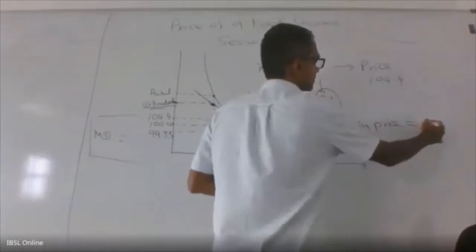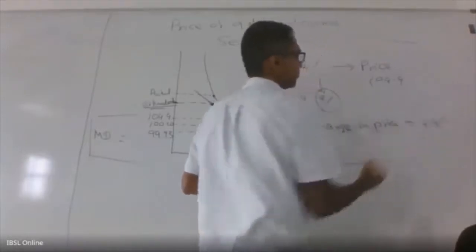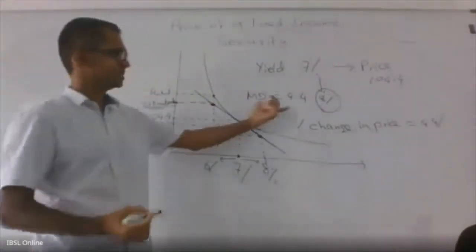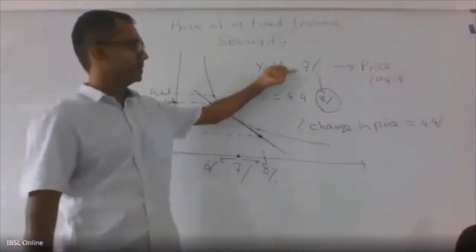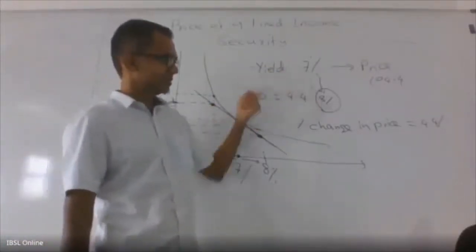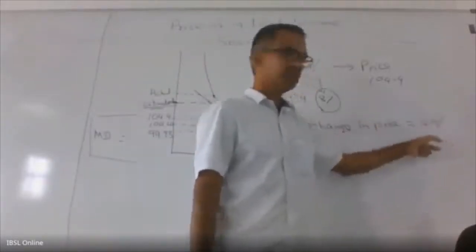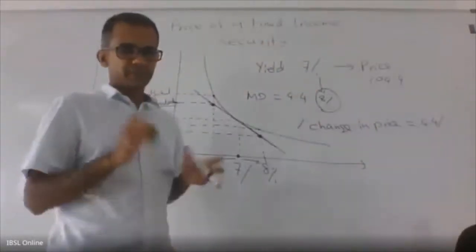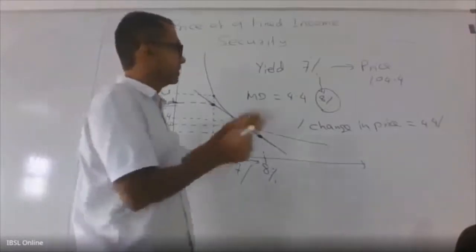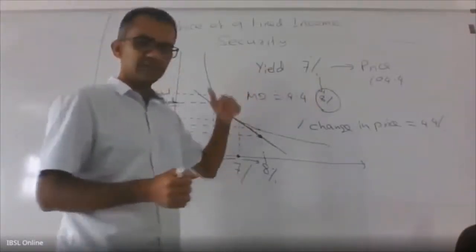It is 4.4%, same as the modified duration. If the yield increases by 1%, we expect price to change by 4.4%. But we know if yield increases, price decreases.